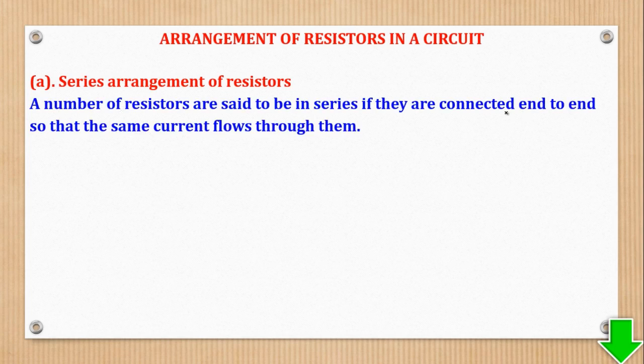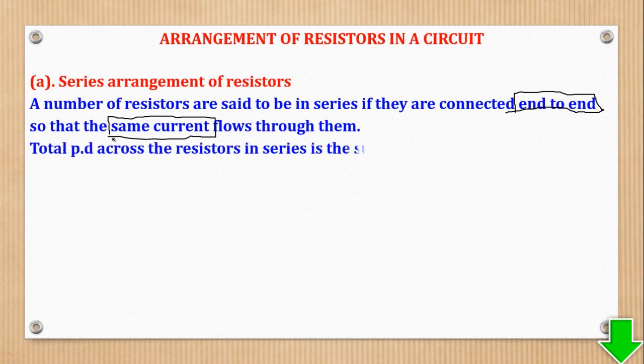In series arrangement, the resistors are connected end to end, and the same current flows through all the resistors. But the total PD is not the same. It is the sum of the individual PDs. So for series: 1, the resistors are connected end to end; 2, the current is the same through all the resistors; and 3, PD is the sum of the individual PDs.